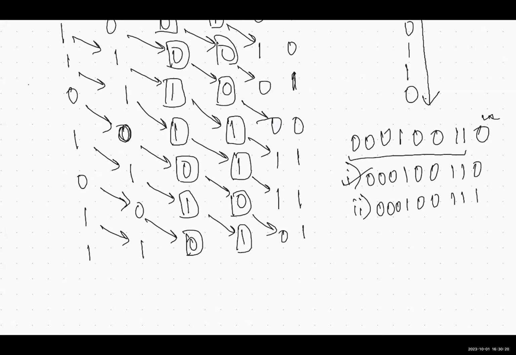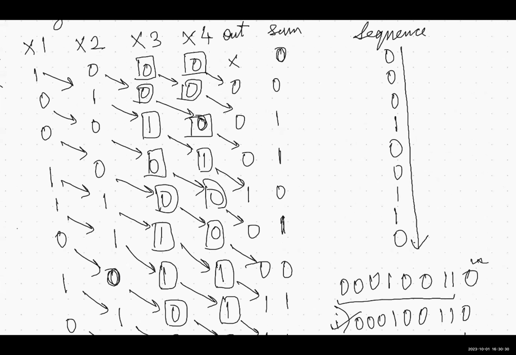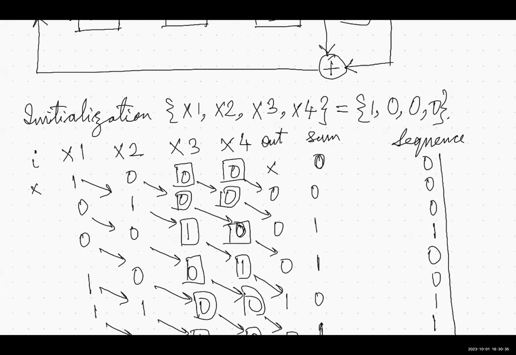Sir, how are we getting the initial sequence 1, 0, 0, 0? That is provided. It will be given in the question. Normally it's 1000, but it is always given in the question, because you need the initialization to be able to do all this. You need to know what the initialization is. Okay, sir.